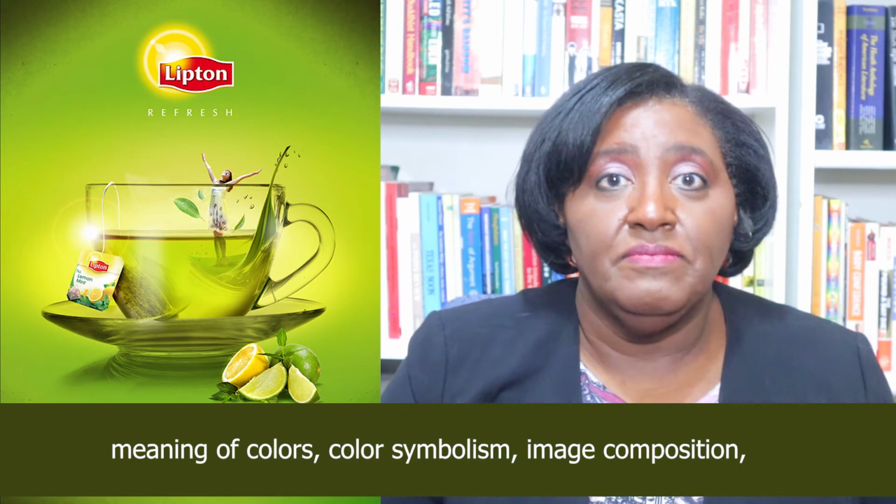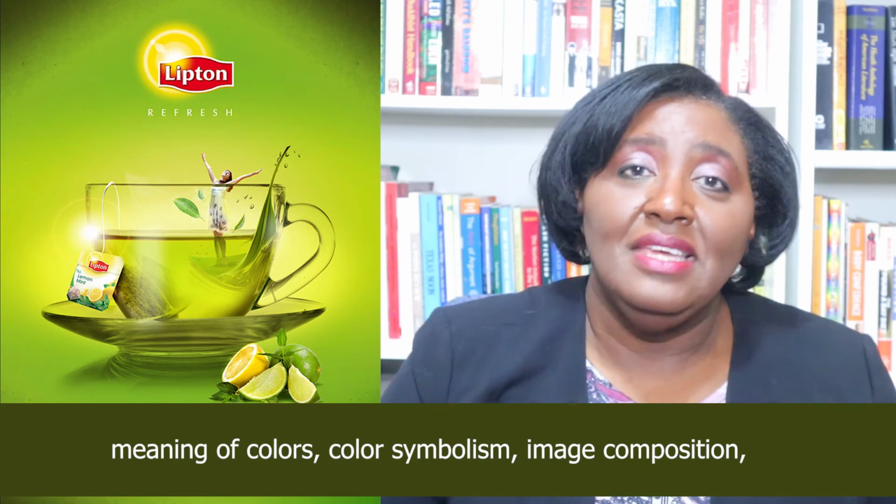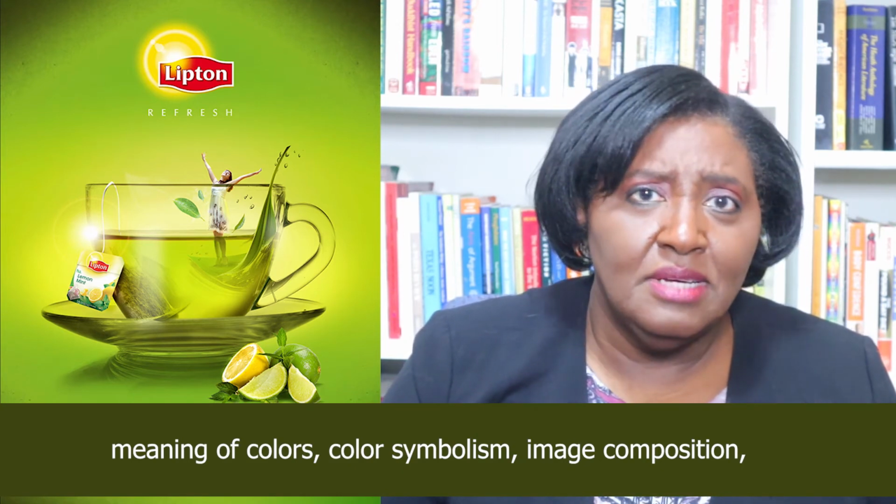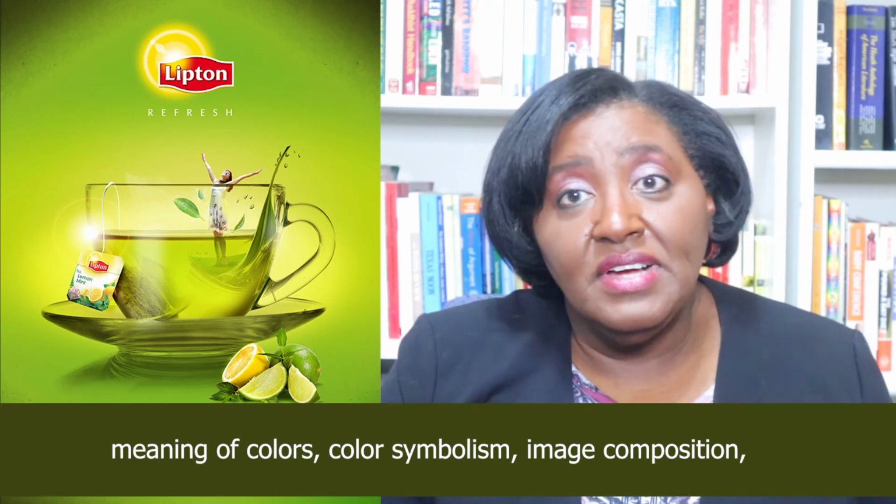Next, I generate keywords and phrases from my questions to use in my search. I can use meaning of colors, color symbolism, image composition, and similar concepts. Then I can find synonyms for these words and phrases. Next, I use the keywords to search the library database for information. Then I write the MLA citations for at least 5 potential sources. Once that is done, it's time to do the outline.